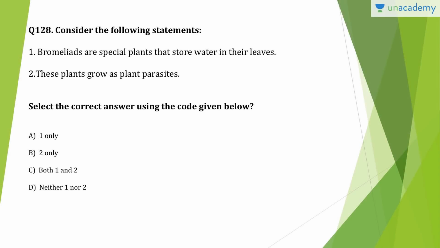Question number 128. Bromeliads are the special plants that store water in their leaves. Please remember this. This might be asked in adaptation related to environment and ecology, because such adaptations are very rare when the plants are storing water in their leaves. Usually leaves are modified in various forms, like leaves are modified in the form of spines in case of cactus, but very rarely you will see that leaves are storing water. And these plants grow as plant parasites. Yes, this is absolutely correct. So answer here is C, that is both 1 and 2.